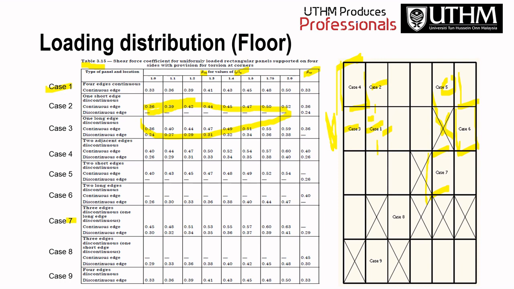Case 8 is 3 edges discontinuous, with only one short edge continuous. Case 9 is 4 edges discontinuous, not continuous with any other slab. So this is the loading distribution table to refer to in order to get beta vx and beta vy.